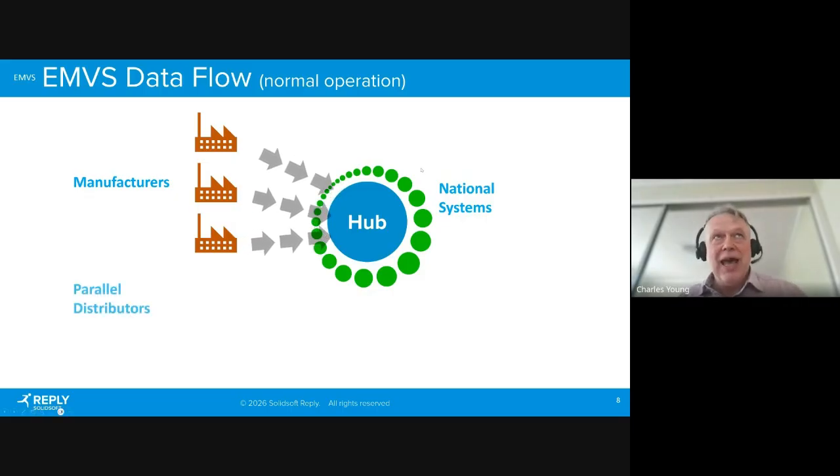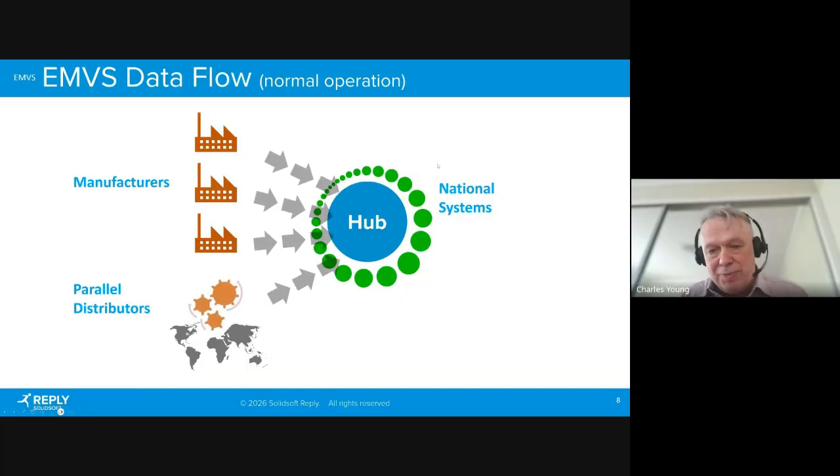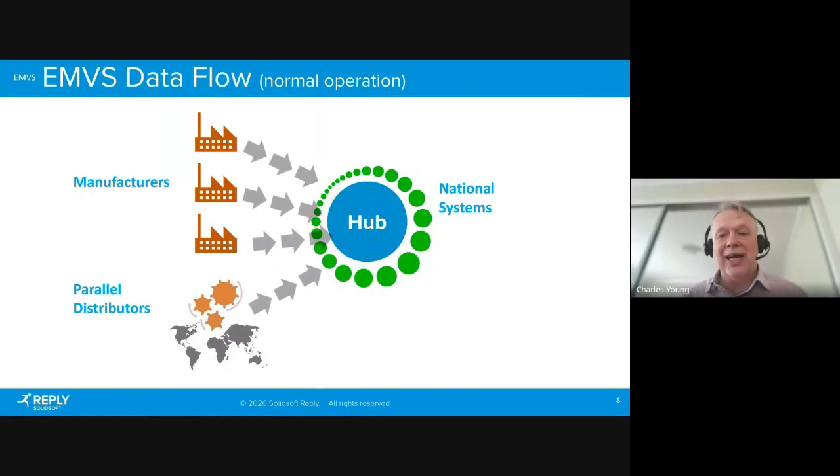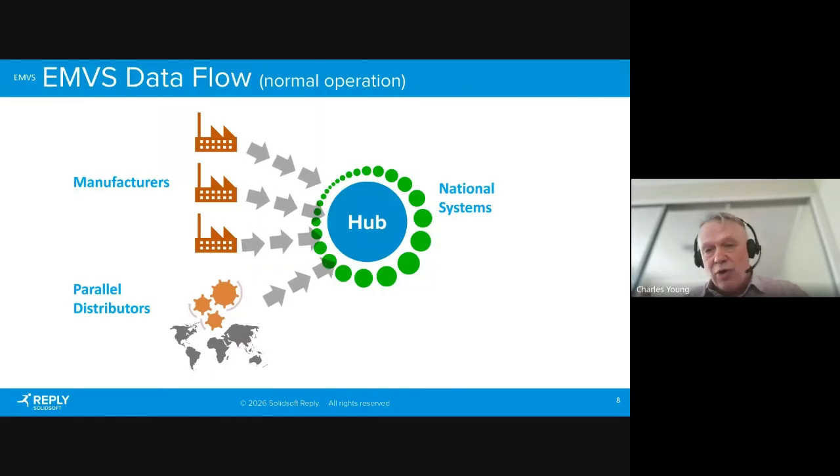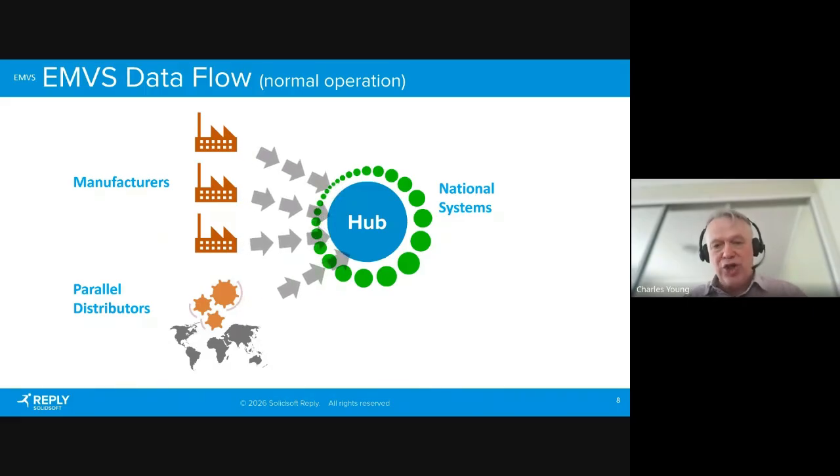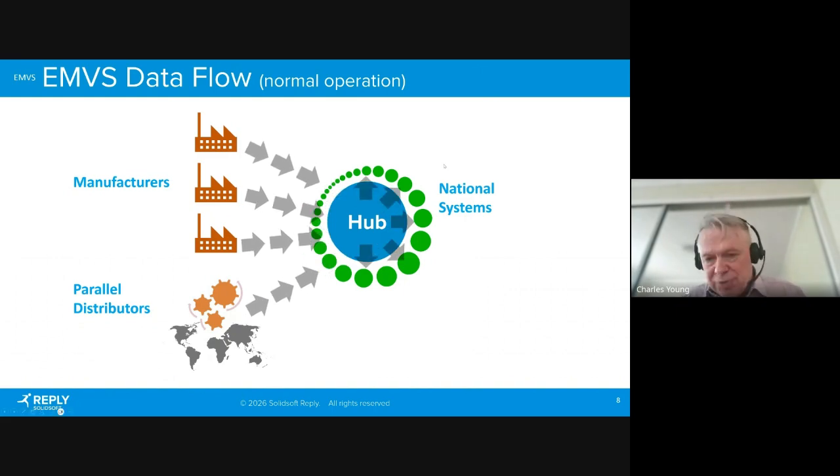And also in Europe, parallel distribution is legal and highly regulated, which is not always the case in other parts of the world. And so they're on the system as well, because if they repackage, if they break down original packs and repackage the doses, they must also upload similar data and go through one or two additional checks as well. And then the hub distributes that data, master data, pack data, etc., based on marketing authorization. So it goes out to the national systems, subsets of that data to the national systems.